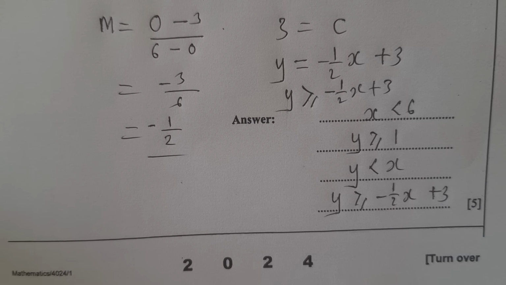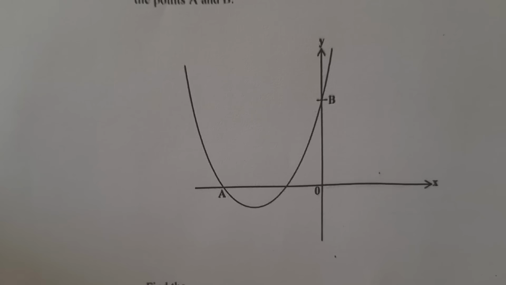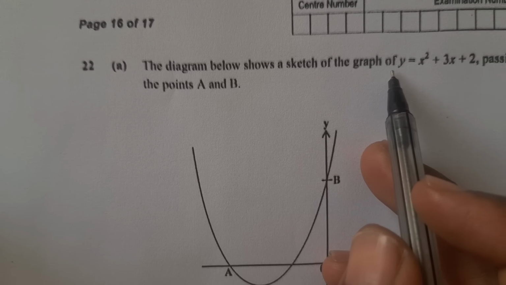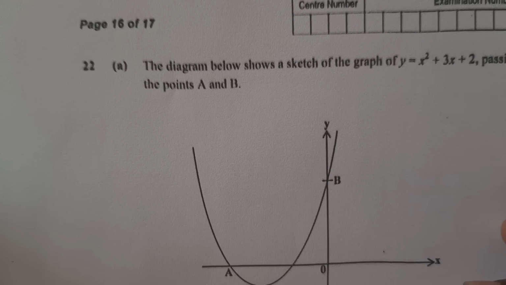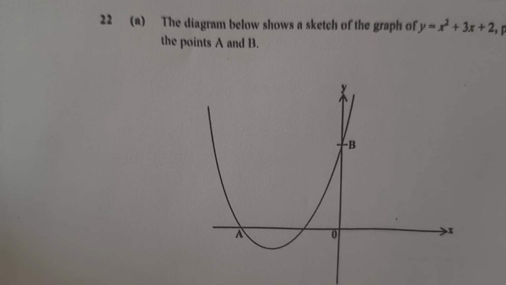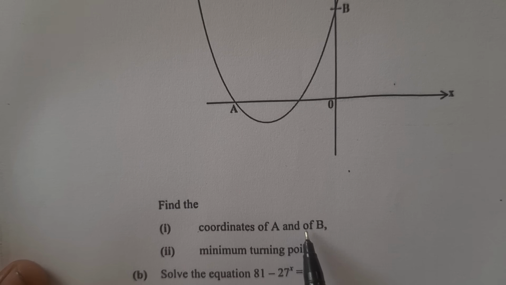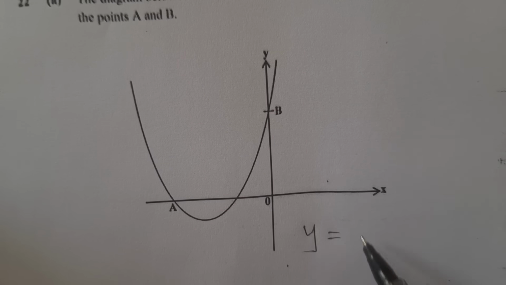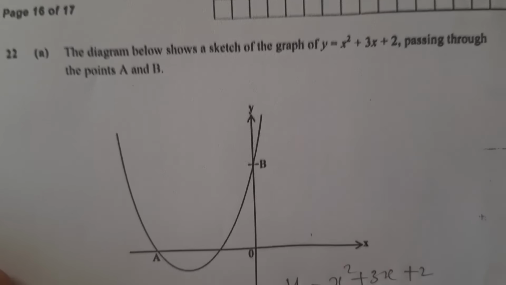So the next question here looks like this. They're saying the diagram below shows a sketch of the graph of y is equal to x squared plus 3x plus 2 passing through the points A and B. For the first question, they're saying find the coordinates of A and of B. So just get the given graph. It's y is equal to x power 2 plus 3x plus 2. This is what we've been given here.